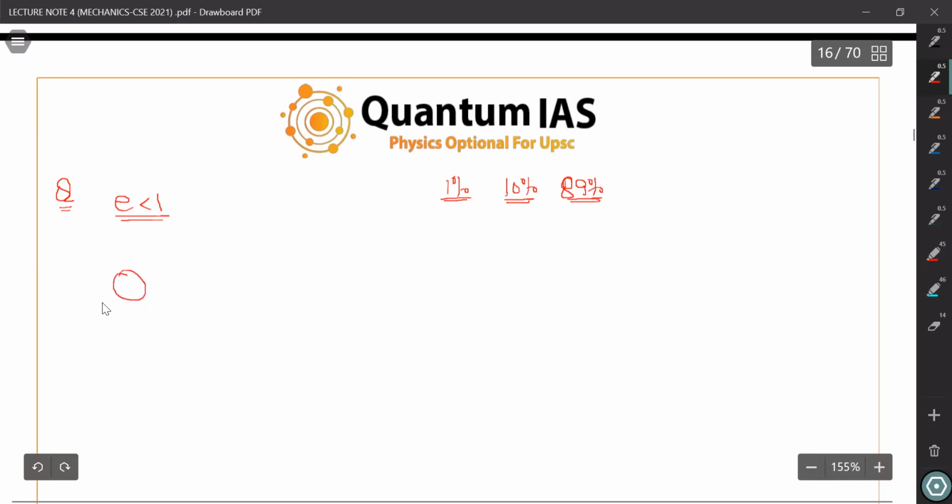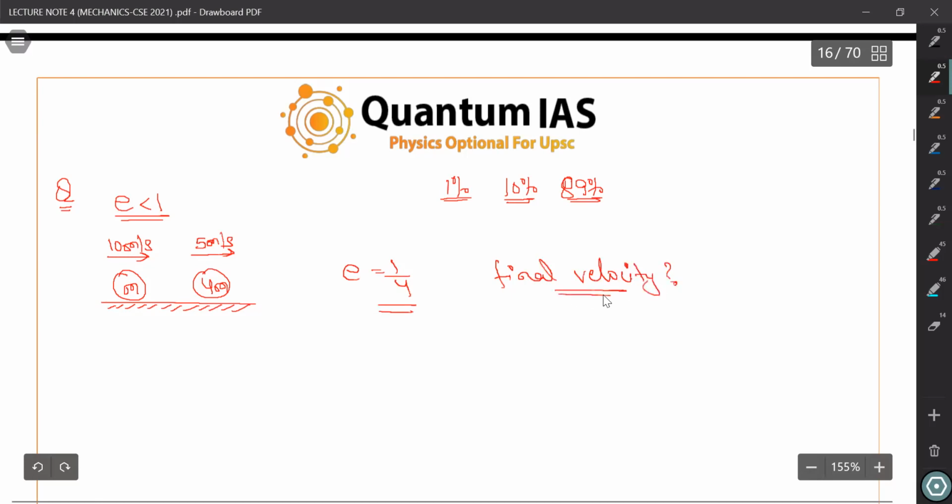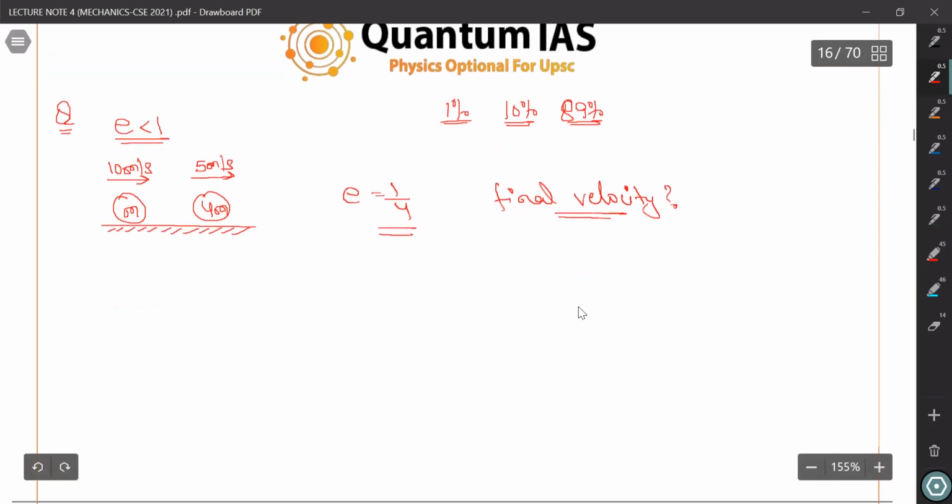So let's suppose we have mass m and mass 4m, and this is moving with 10 meter per second, and this is moving with, let's suppose, 5 meter per second, and the coefficient of restitution is 1 by 4, given. So we need to find out their final velocity. How can we apply the coefficient of restitution formula?